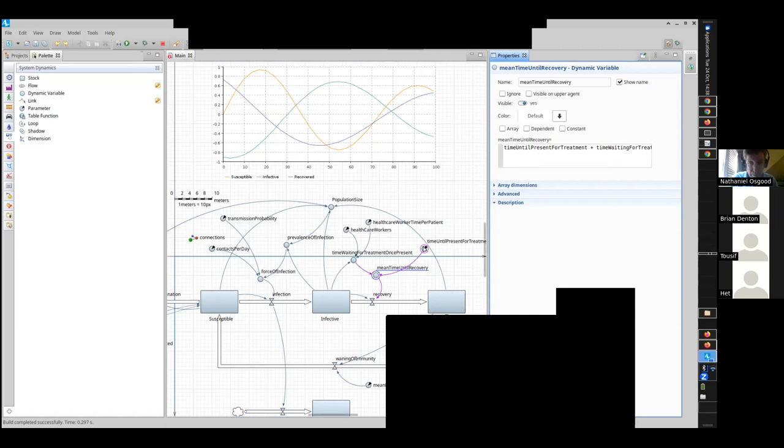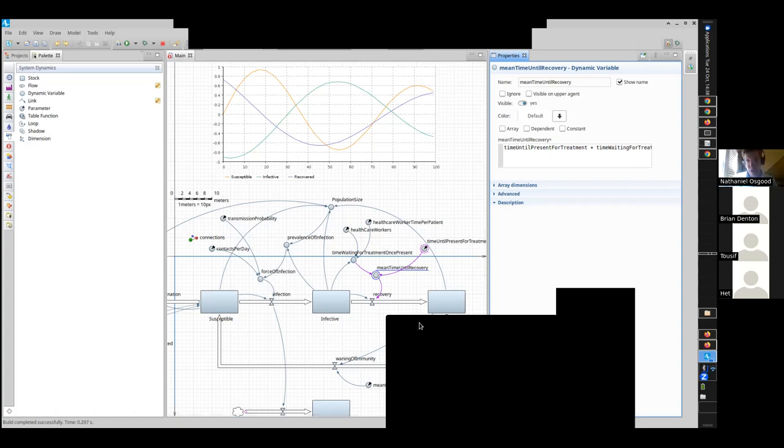So before, we had 3 days until everyone was treated. Now we've endogenized it. The time that they spend waiting is 3 days minimum, but then you also have this time waiting for, okay, there's a positive feedback.